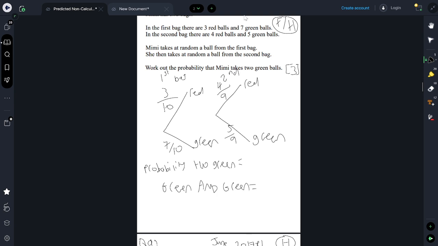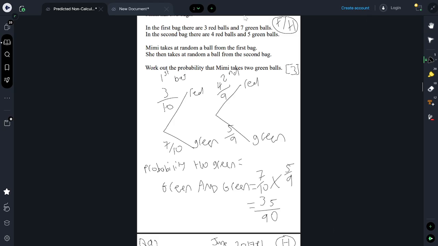So that's 7 over 10, she takes a green in the first bag, and then times the probability of the second being a green one. So that's 5 over 9. Now you just times the fractions together. 7 times 5 is 35, and then 10 times 9 is 90. That is your final answer. You don't need to simplify it, as it doesn't tell you to. That's the final answer.